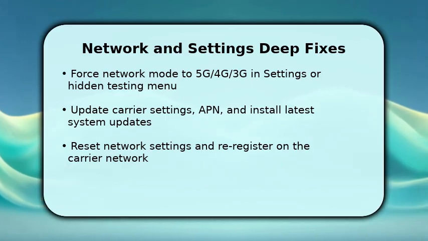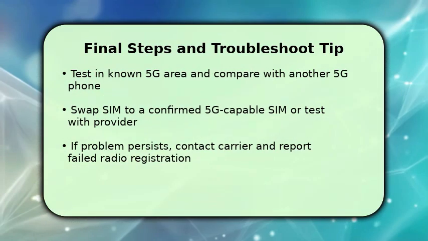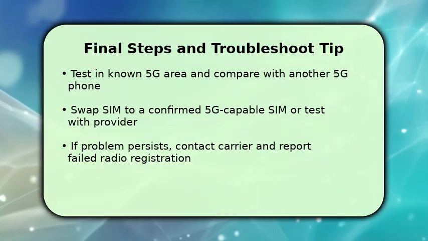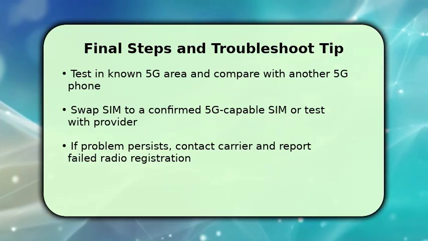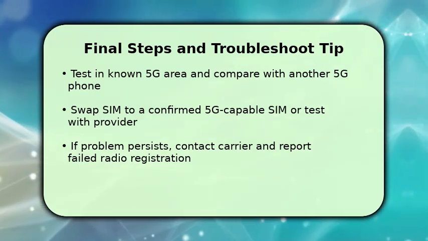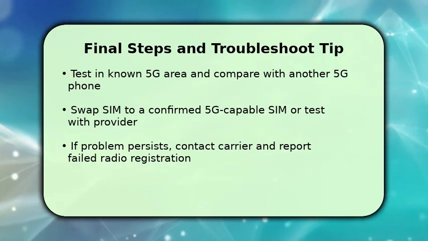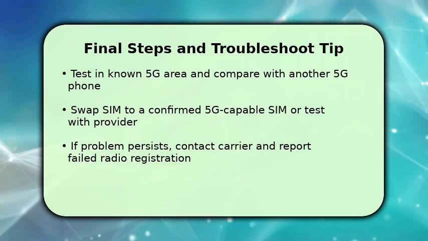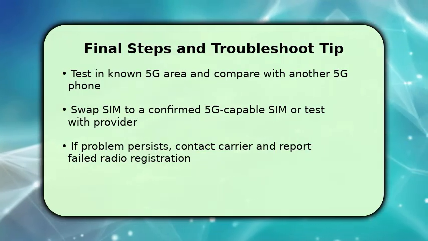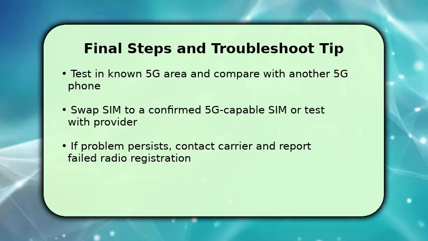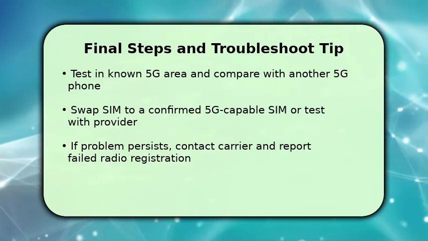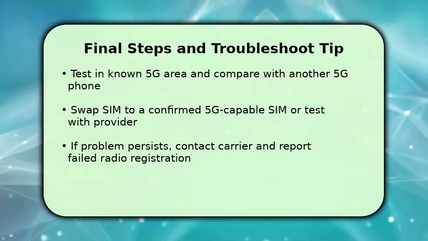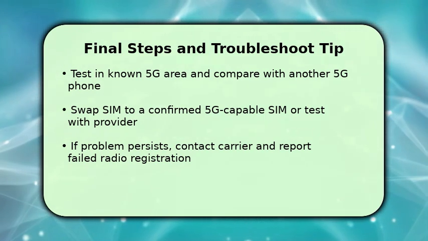Finally, validate in a confirmed 5G coverage area and compare behavior with another 5G phone to isolate device versus network issues. Try a different, proven 5G SIM in your phone and check for service. If that shows 5G, ask your carrier to reprovision your original SIM. If you still have no 5G, collect logs or screenshots and contact carrier support to report failed NR radio registration. This is the key troubleshooting tip, because many stubborn cases require carrier-side fixes.